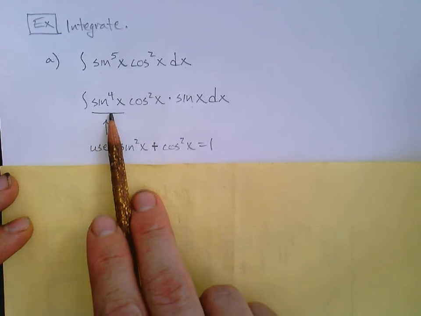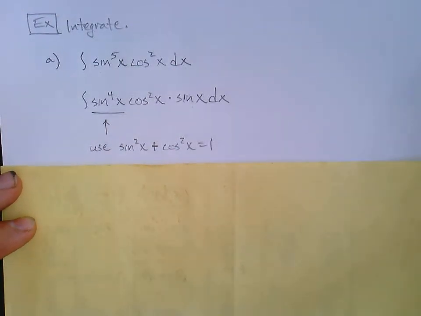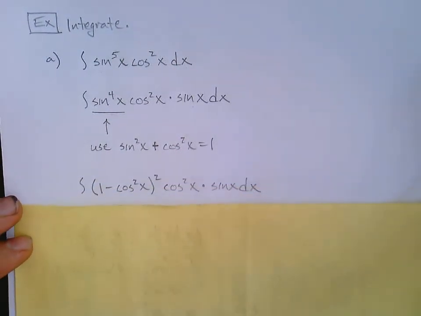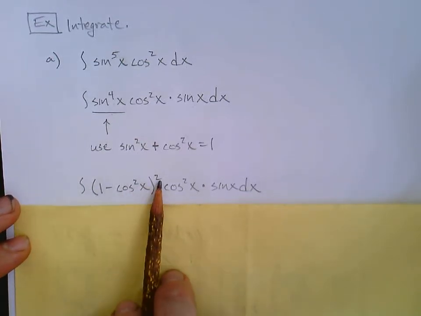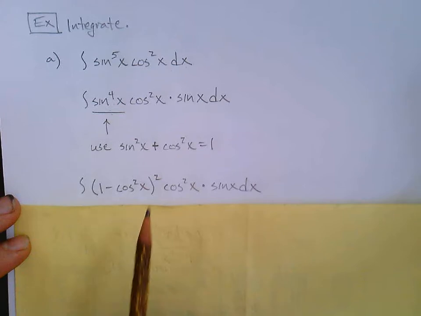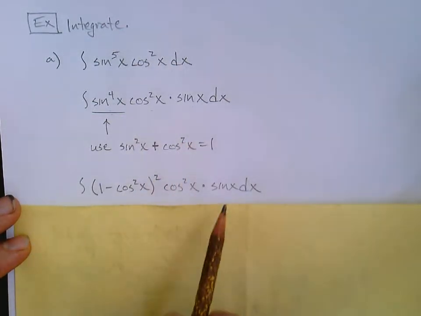Of course, we have sine to the fourth, so we'll have to square that whole thing. And we'll get this: 1 minus cosine squared x, quantity squared, because of the fourth power. And then we're just repeating the other parts.